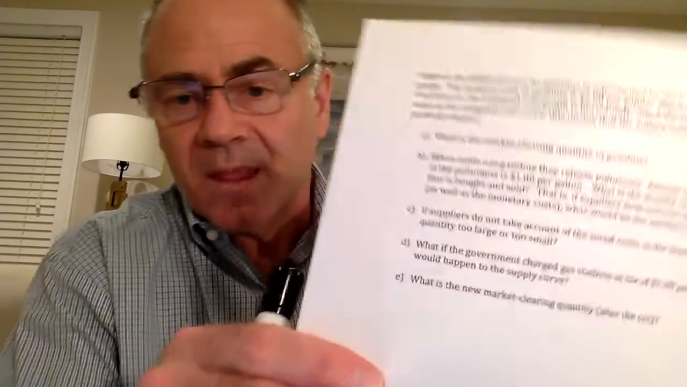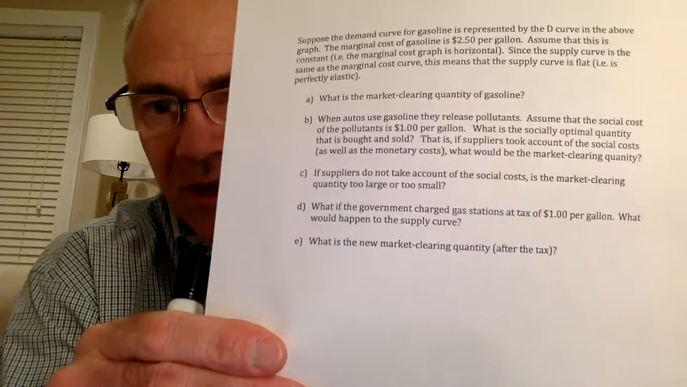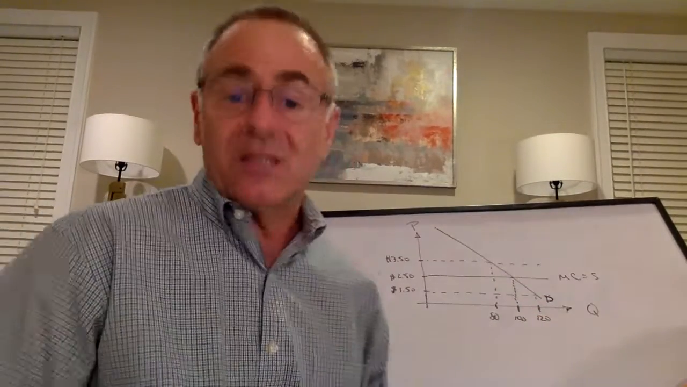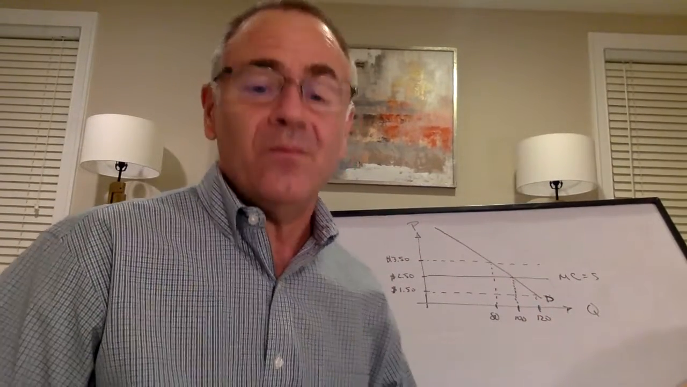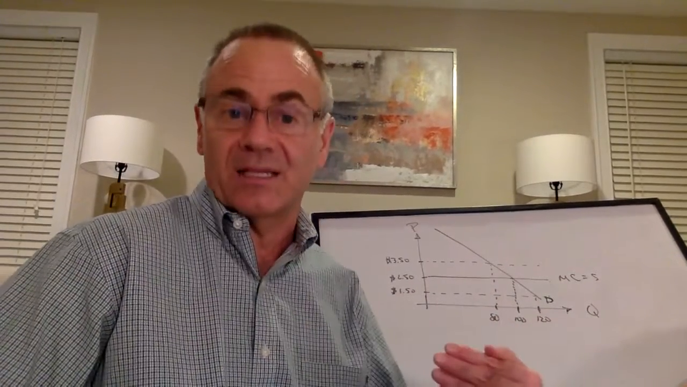So question C: if suppliers do not take account of the social costs, is the market clearing quantity too large or too small? This is the market clearing quantity, 100. It's too large. We see the socially optimal is 80, so it should be 20 less.